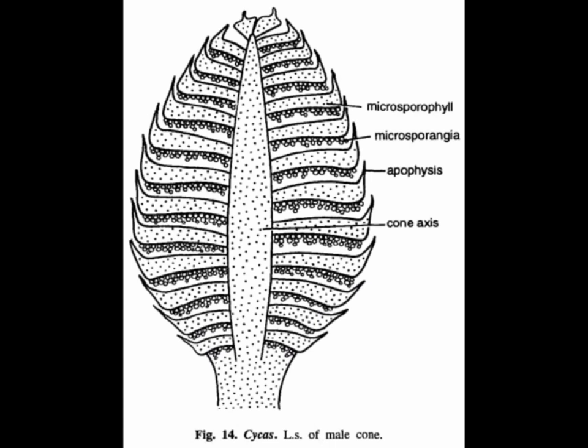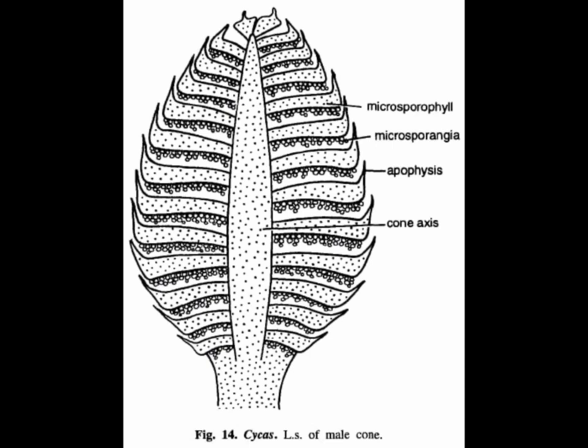So the male cone is the male reproductive organ, and it is produced only by a male plant. At the terminal portion of the stem of the male plant, we can find a male cone. The male cone consists of a central cone axis and numerous microsporophylls which are arranged spirally around the cone axis.